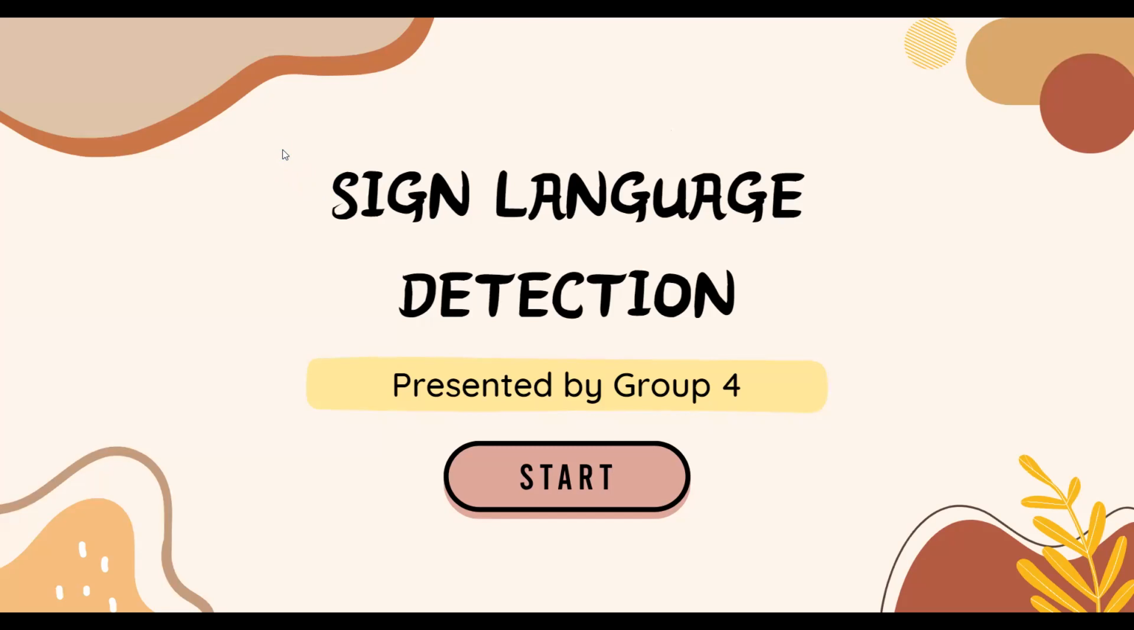My name is Nashita Mutiara Gandana, and I'm a representative of Group 4. And today we're going to be presenting our final presentation on sign language detection for our artificial intelligence project.